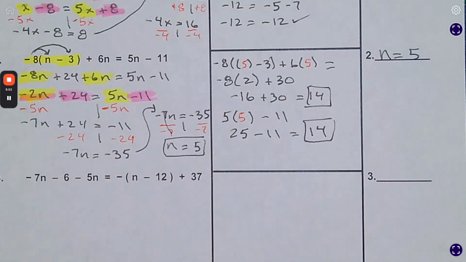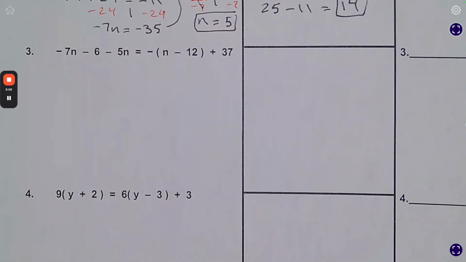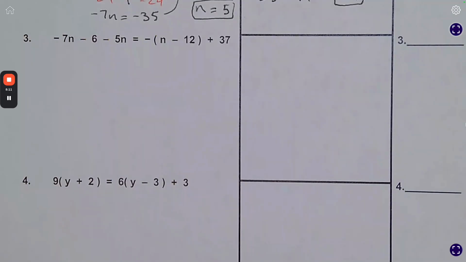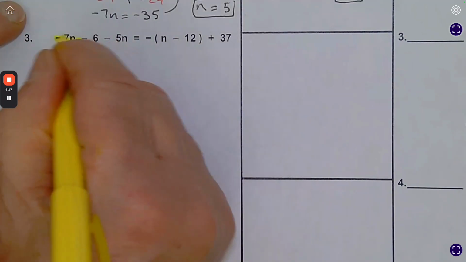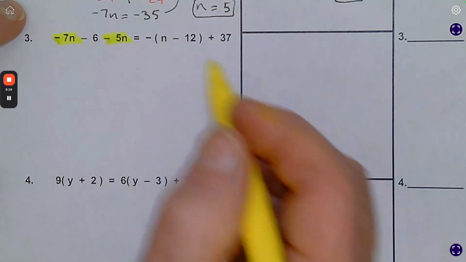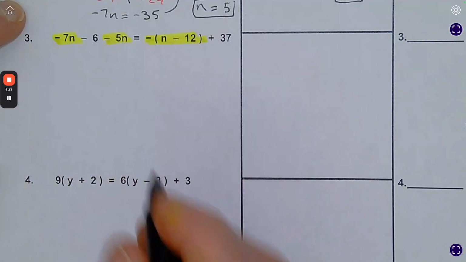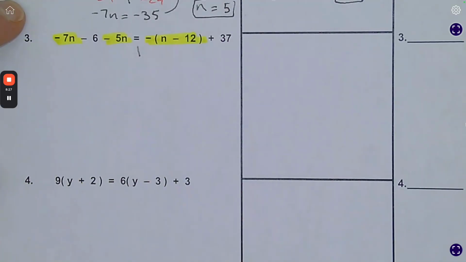Good job. Ooh, look at this monster. You can do it. All right, let's do this. We're going to do a lot of simplifying before we start solving. So the first thing I notice is I can combine those terms and I can do that distribution. And they're on opposite sides of the equal symbol. So I'm simplifying and simplifying.